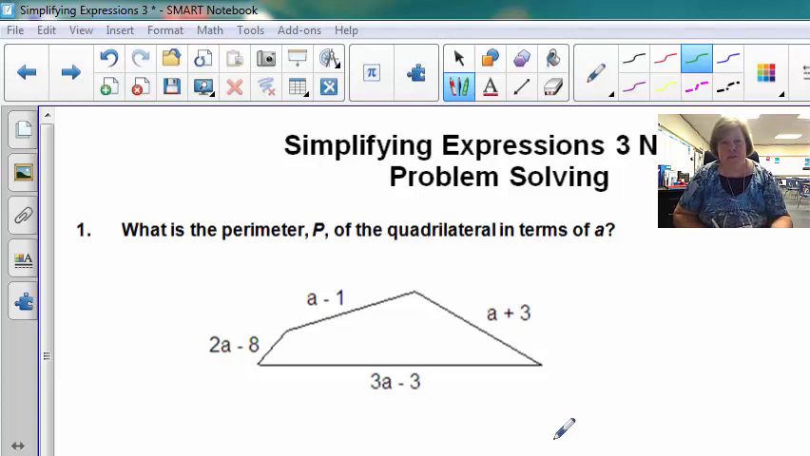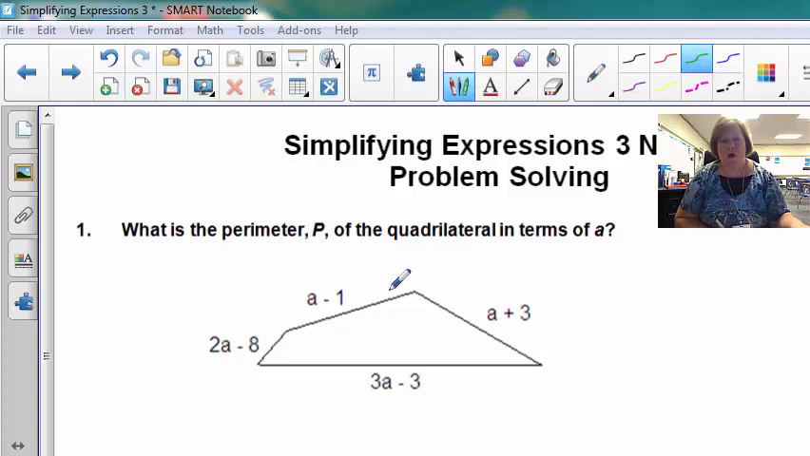Alright, so today we're going to be simplifying expressions using problem-solving strategies, and this is another way of saying they're going to be word problems or application problems. Just a quick reminder, we've been simplifying expressions for a couple days now, combining like terms and using the distributive property. So today you can expect that we'll use both of those skill sets in order to answer these questions.